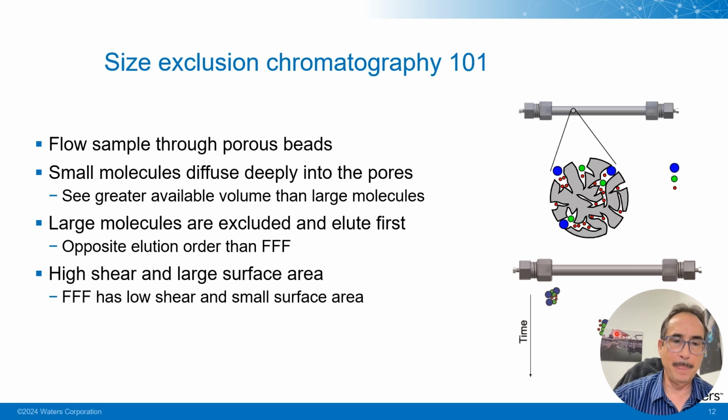of FFF. Another difference between size exclusion chromatography and field flow fractionation is this is intrinsically a high shear separation, because these are packed beads and the spacing between the beads are quite small, and the interaction surface for potential stray interactions can be quite large. So FFF is low shear, low interaction surface, and SEC is potentially high shear and high.